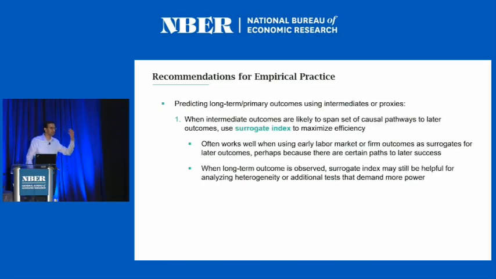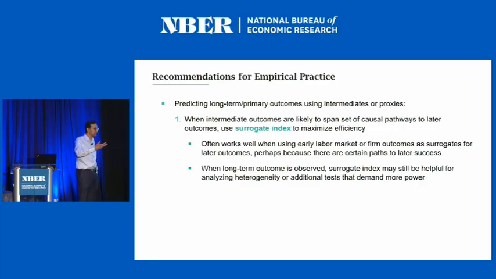In the context of predicting long-term outcomes, the second half of this lecture, I think there are, again, different approaches one can take. When you're confident that the intermediate outcomes you're looking at are likely to span the set of causal pathways to later outcomes, it makes sense to use a surrogate index to maximize efficiency. In my experience, in economics contexts, this tends to work well when you're using early labor market outcomes or firm outcomes to predict later outcomes in that same domain.